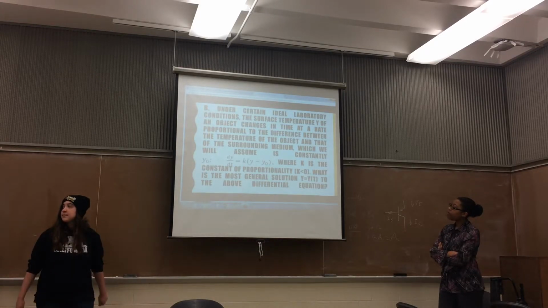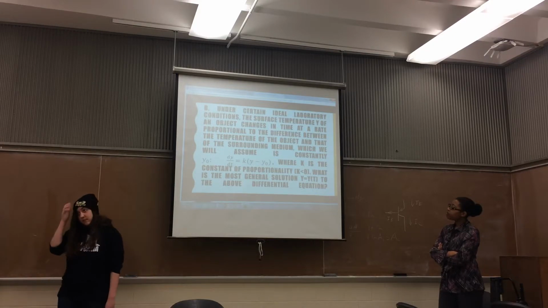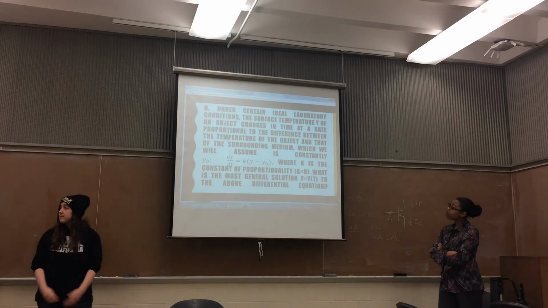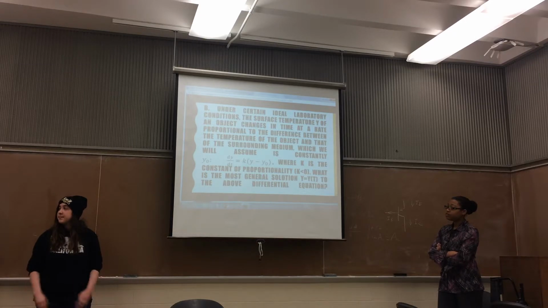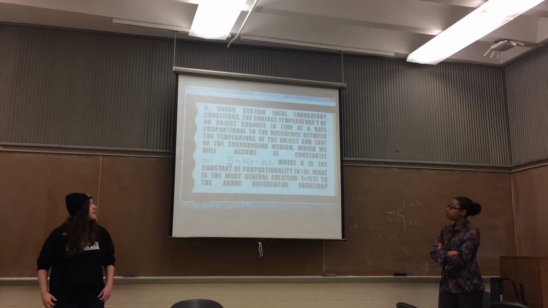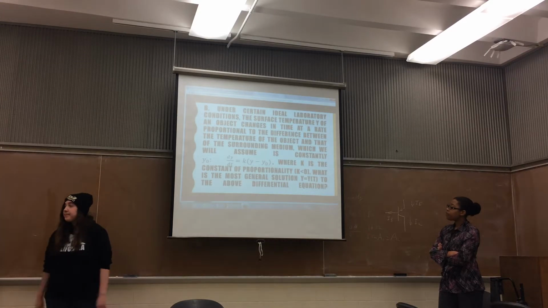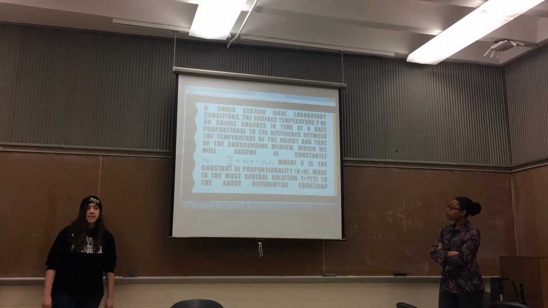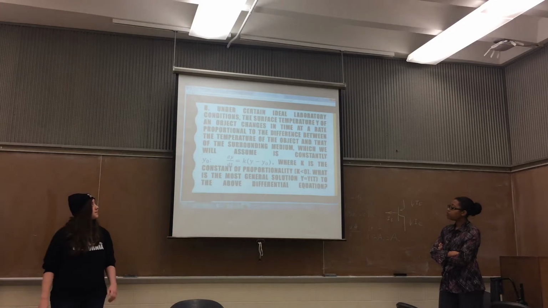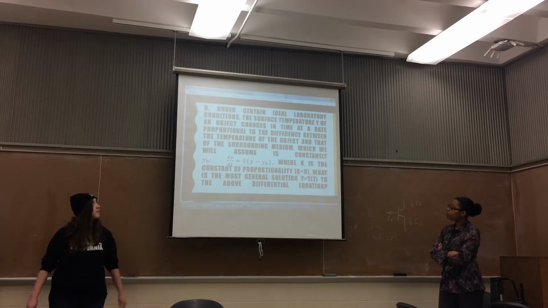So now you have to use that and solve part B. Part B, just a reminder, is under certain ideal laboratory conditions, the surface temperature y of an object changes in time at a rate proportional to the difference between the temperature of the object and that of the surrounding medium, which we will assume is constantly y naught. So dy dt equals k times (y minus y naught), where k is a constant. What is the most general solution, y equals y of t, to the above differential equation?